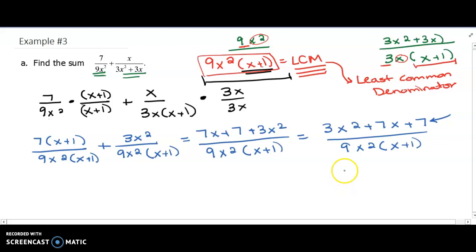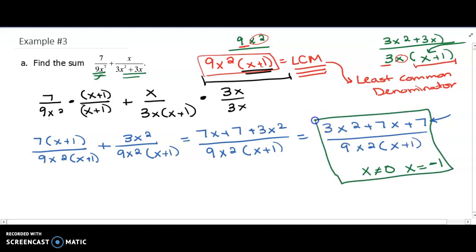But I still do need to put restrictions on my domain. Okay, so I want to go back through the problem, and anywhere in the problem, if it makes the denominator a 0, I would have to restrict that from the domain. Okay, so right here, x cannot equal 0. This is 0, okay, but when I factored it, right here, x cannot equal -1. Okay, and those are my only two restrictions. So my overall final answer is this.